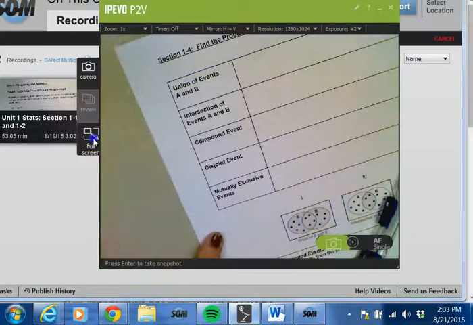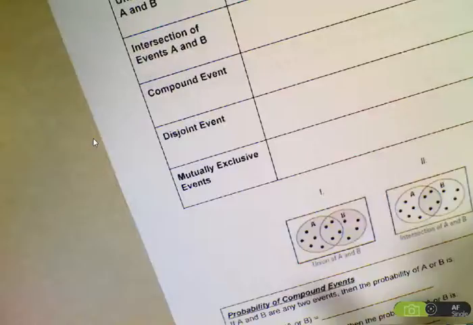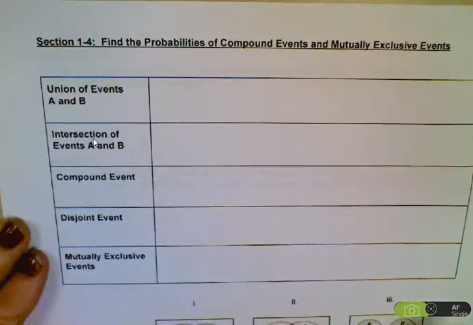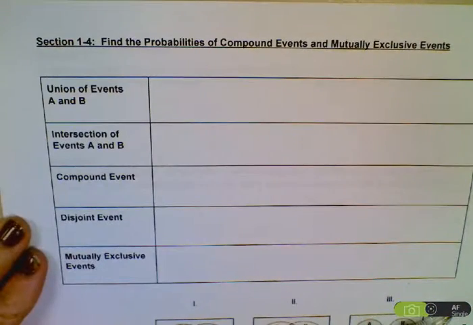Okay, so moving right along to section 1-4. Now we're going to start using probability of compound events and mutually exclusive events. We're going to start again with some definitions.